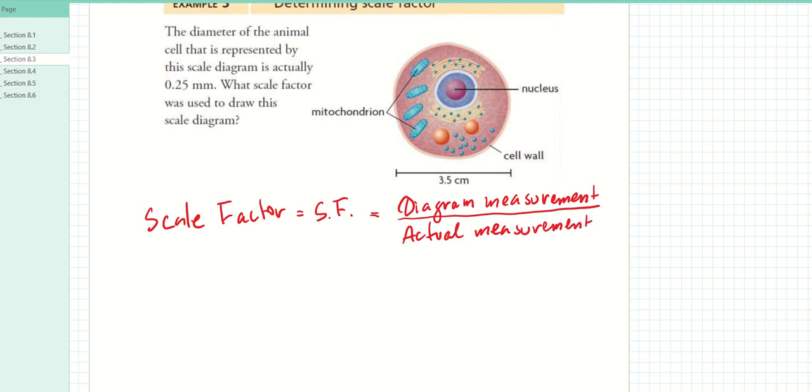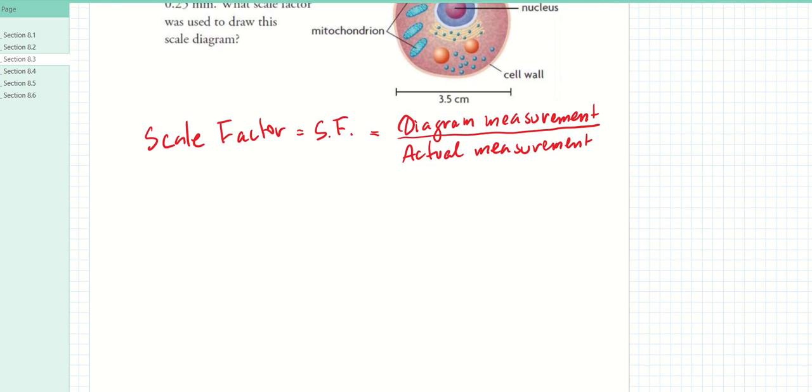Now, the words that I use here might be a little different depending on the question. So the diagram measurement could be a photograph, for example, if the question talks about photographs. The actual measurement is the real life measurement. So in this case, the real life measurement of the cell is 0.25 millimeters. So that's what we're trying to find. We're trying to find this ratio, the scale factor.